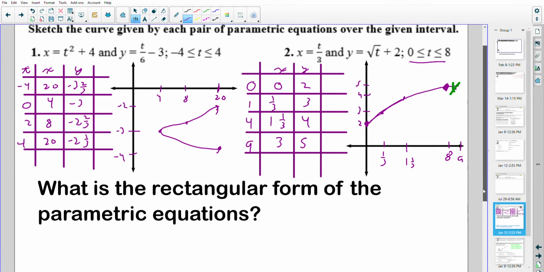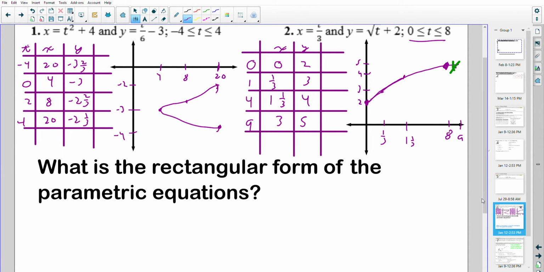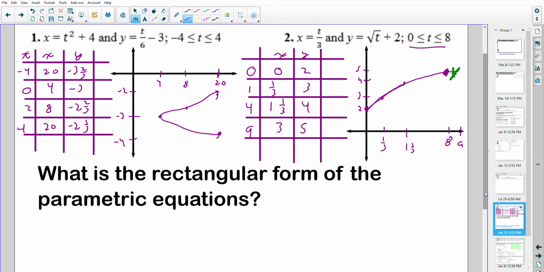And the goal here is to eliminate the t in both cases. If I'm looking at the first case, to eliminate the t, I'm going to solve this one for t because it's the easiest and shove it in for t. So that means that y equals t over 6 minus 3. That means y plus 3 times 6 equals t.